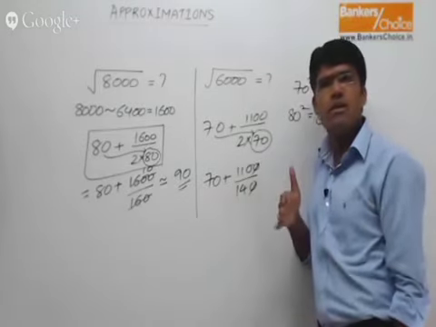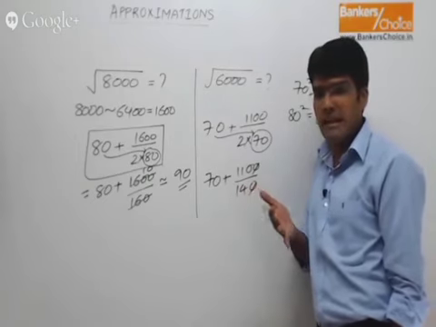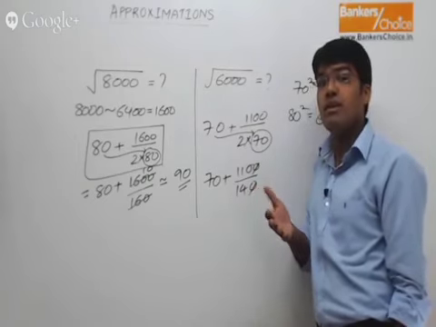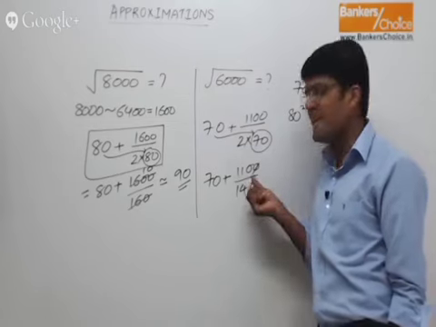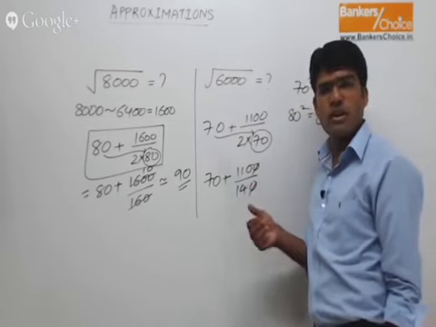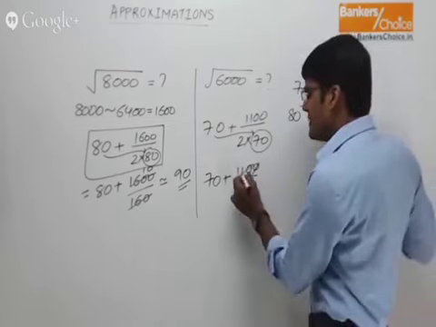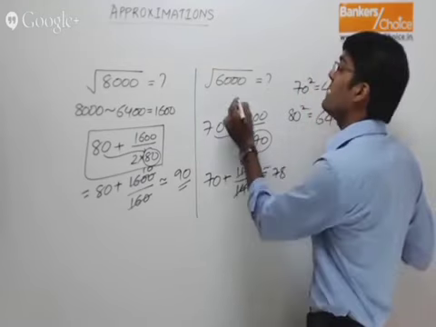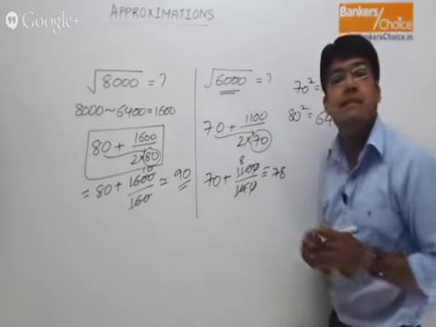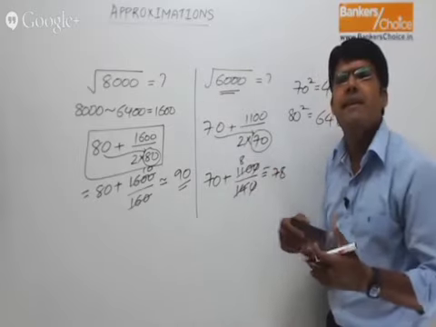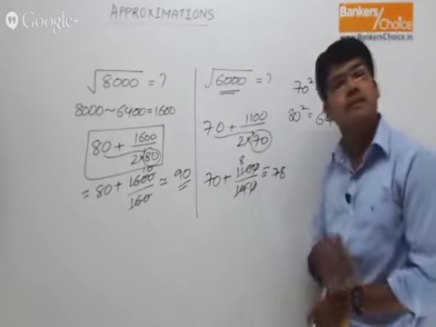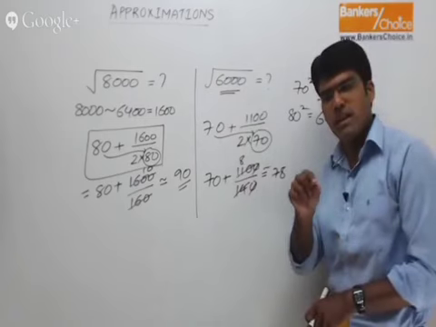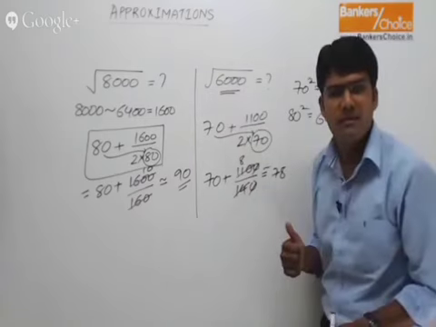So what is 110 by 14? 14 into 7 is 98. 14 into 8 is 112. So approximately 8 times. Yes or no? So 70 plus 8, 78. So the approximate square root of 6,000 is 78. Or I can say 78 squared is approximately 6,000. So out of the given options, 78 will be the required answer, right?